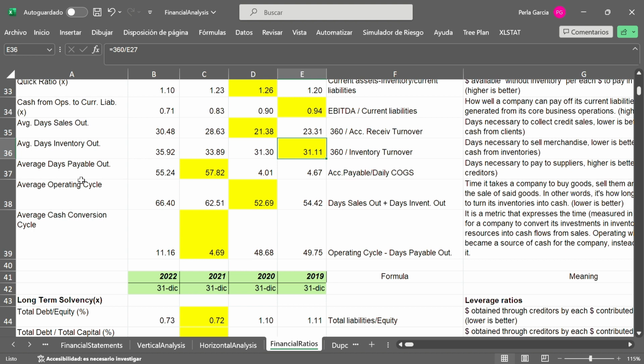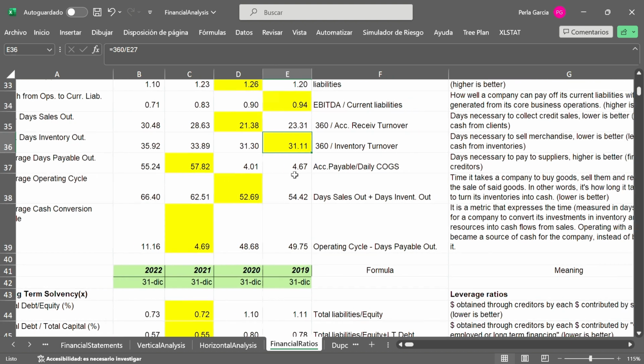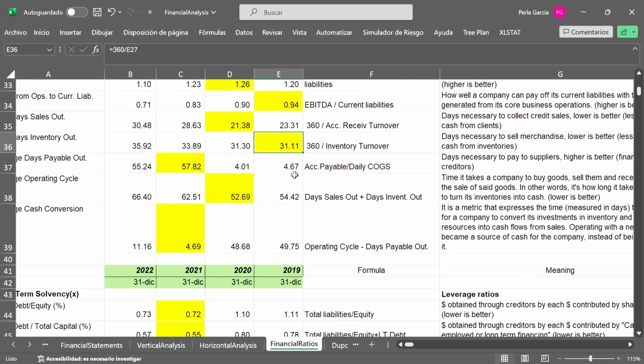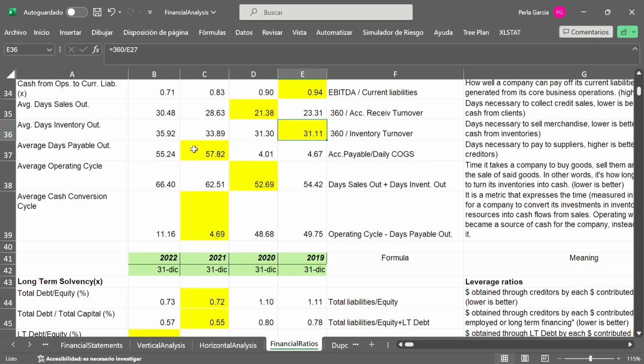And the other one is the average days payable for the suppliers, the time that the company can take to pay its suppliers. So higher is better, because the company has more time to pay, and in this time the company can use the resources for an investment or for another activity that can produce profitability for the company. So here, higher is better.